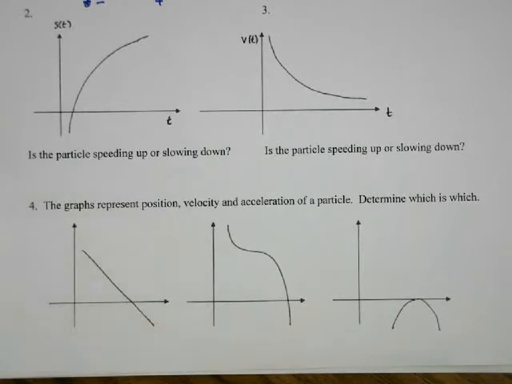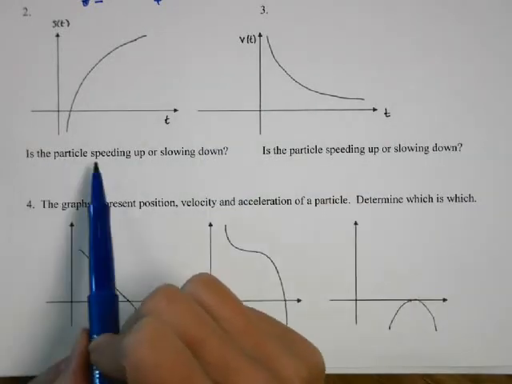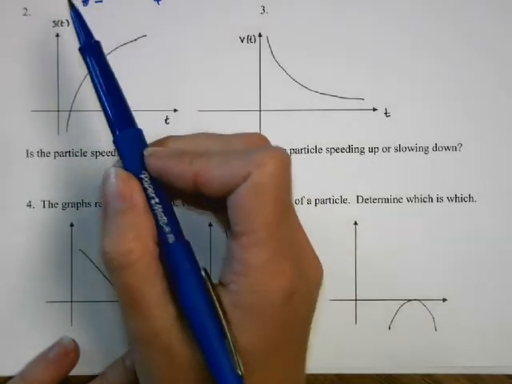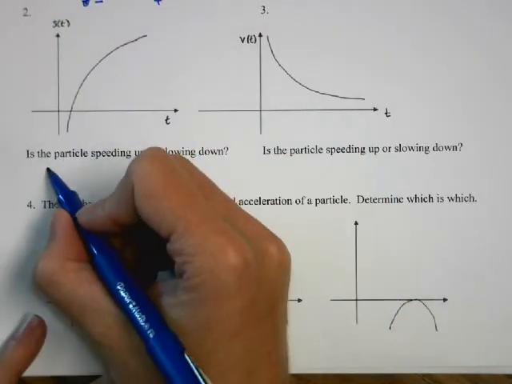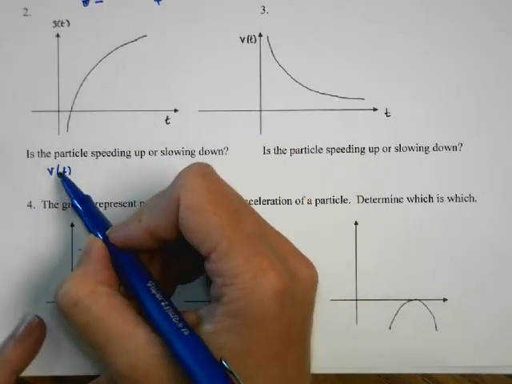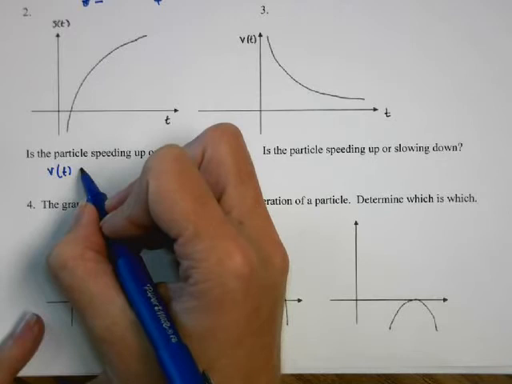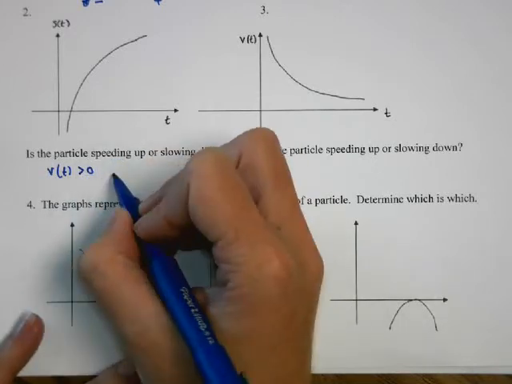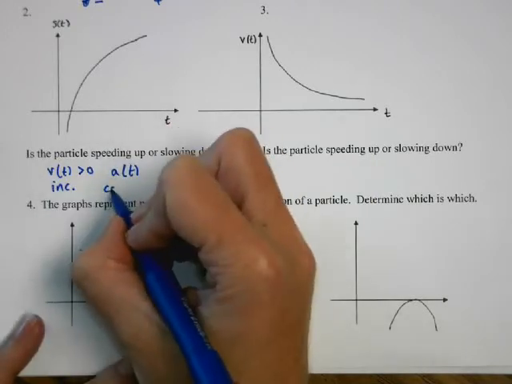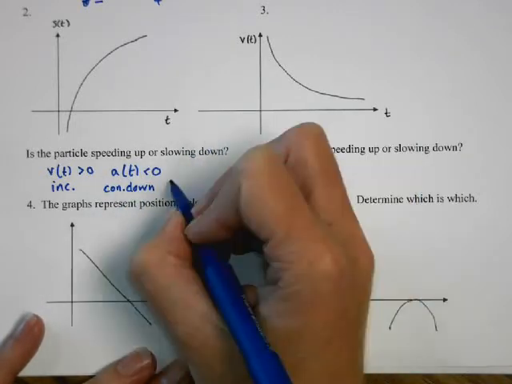So soon we'll be doing a lot of analysis of graphs as far as derivatives, but is the particle speeding up or slowing down? So we want to pay attention to what this graph is, and this is the graph of position. So speeding up or slowing down, we need to determine if velocity is positive or negative, and if acceleration is positive or negative. So this graph is increasing, which means velocity is positive. It's concave down, so it's increasing, but it's concave down, which means my acceleration is negative, which means it's going to be slowing.